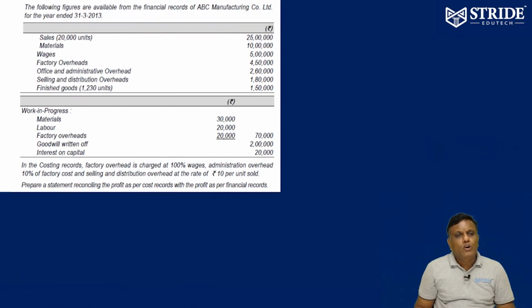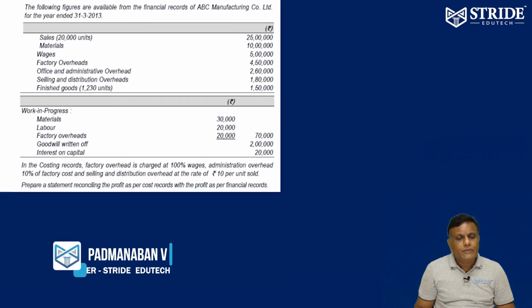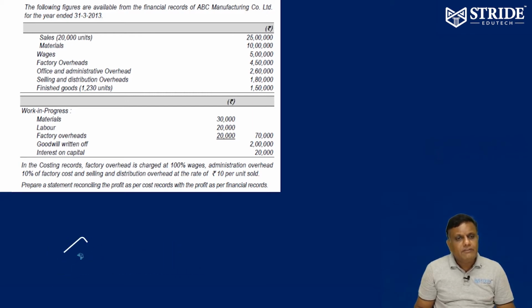The following figures are available from the financial records of ABC Manufacturing Company Limited for the year ended 31/3/2013. Sales 20,000 units, 25 lakhs. Material 10 lakhs. Wages incurred 5 lakhs. Factory overheads incurred 4.5 lakhs. Office and administrative overheads incurred 2,60,000. Selling and distribution overheads 1,80,000.